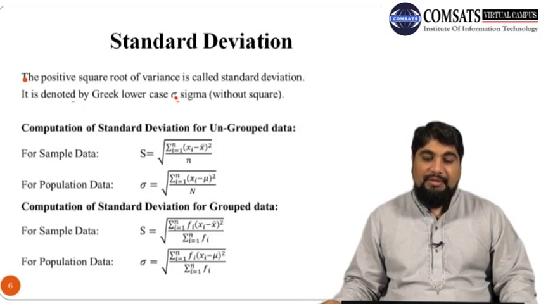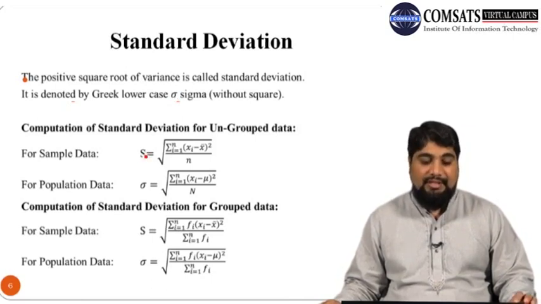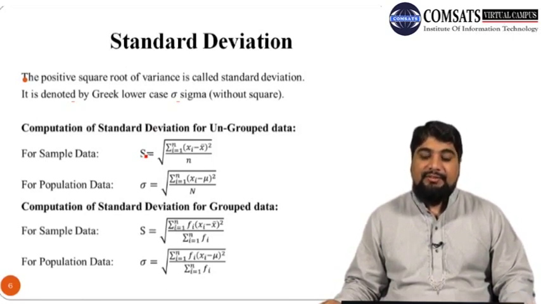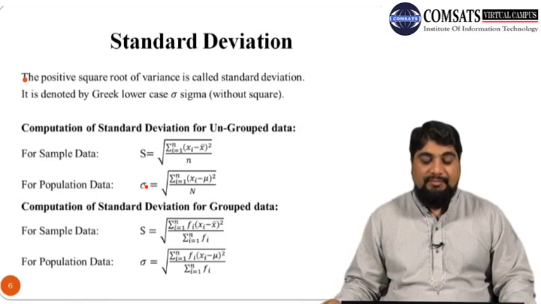So sigma will be used to denote standard deviation in case of population data, and small s will be used without square to denote the standard deviation for sample data, and only sigma for population data.